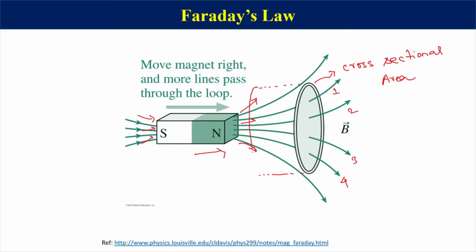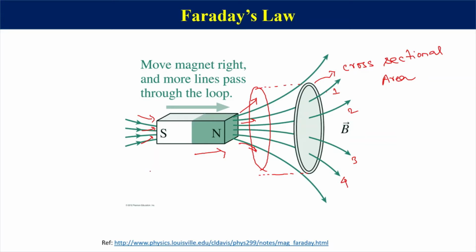This is the diameter of the coil, and now see, almost all 6 magnetic lines, 6 out of 6, are now passing through this coil. So that means whenever the magnet moves closer to the coil, the number of field lines crossing the cross-sectional area of the coil is more. So that means the change in flux is more.